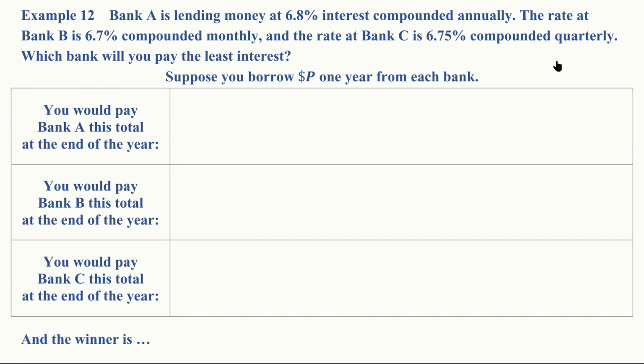What would you pay this bank? What kind of total at the end of the year, right? For Bank A, remember, Bank A is charging 6.8%. So in other words, we have R equals, remember, move the decimal 2 to the left and remove the percent. So 0.068, right? That's the rate you want to use in your formula. Compounded annually. That means what? That means n equals 1, right?